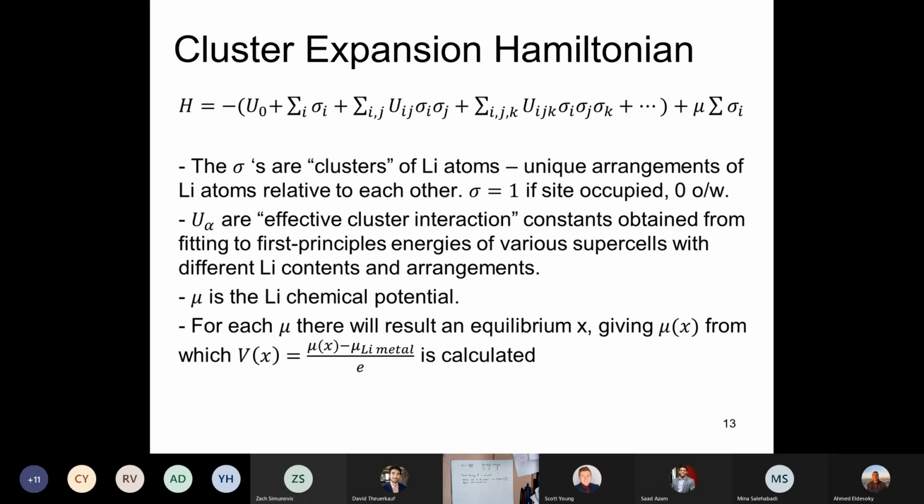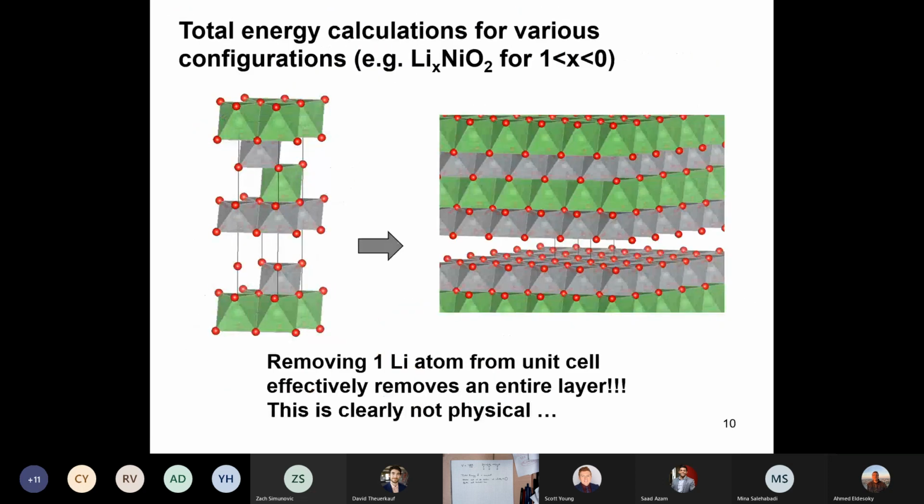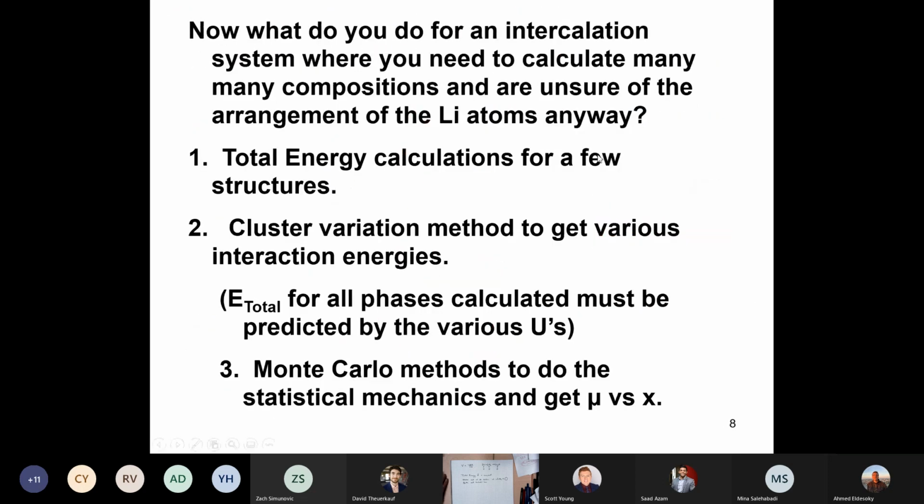Okay, so the long and short of all of this is you can do a calculation. There's a lot of art involved because you have to calculate the total energies for quite a few structures with lithium atoms arranged in different ways. Okay, and then once you want to get finally the chemical potential and the voltage versus lithium content, you use Monte Carlo methods to do the statistical mechanics properly.